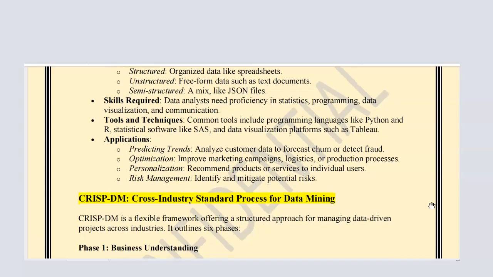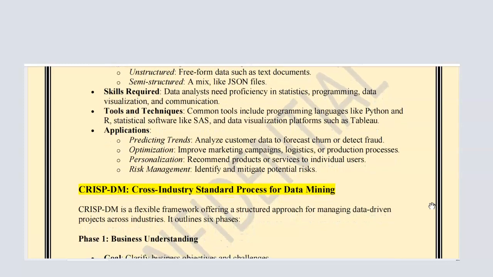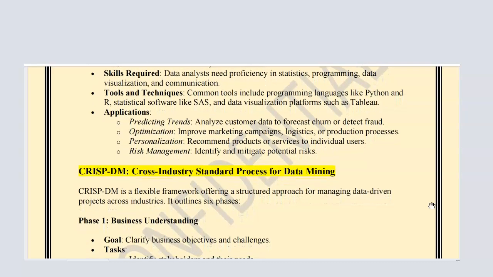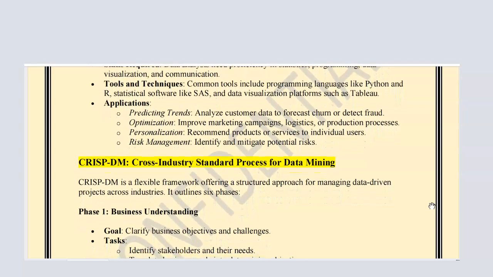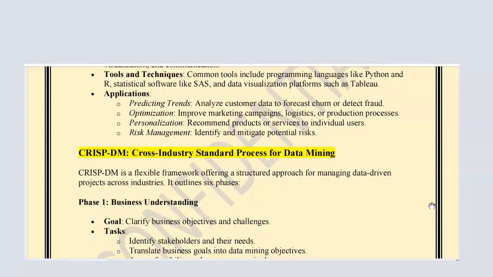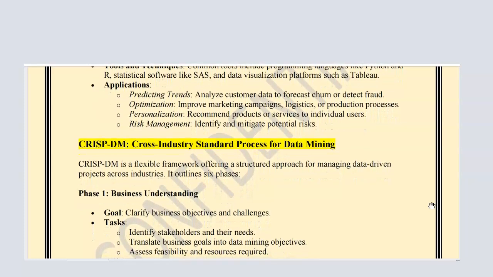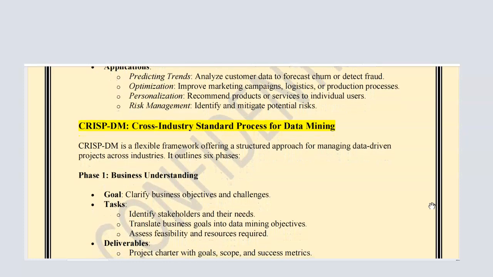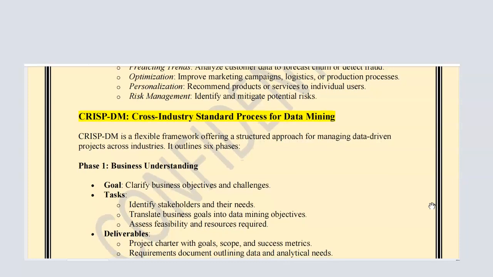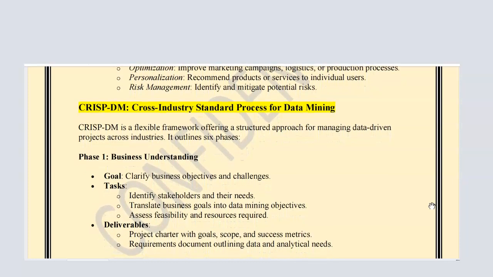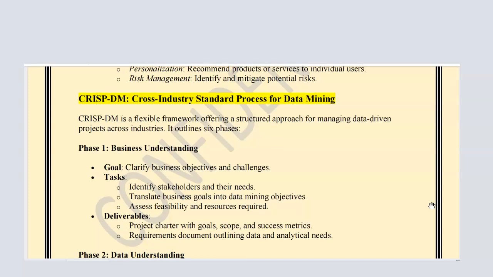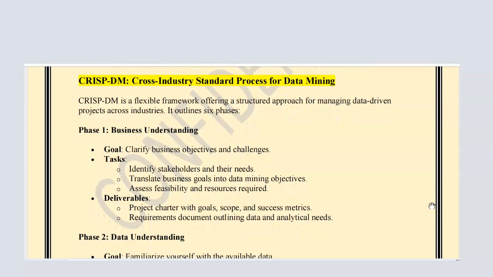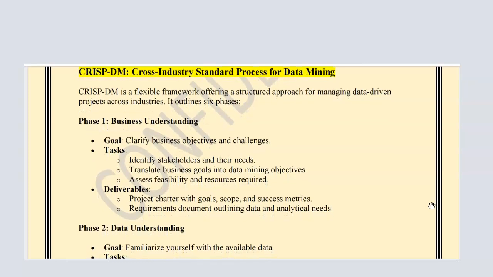Therefore, we are going to look at the most important areas, and I would recommend you to read on other areas that we are not going to cover. So let us proceed to the Cross-Industry Standard Process for Data Mining. It's a framework that provides a strategic roadmap for tackling data-driven projects across various industries, and it always has six phases.